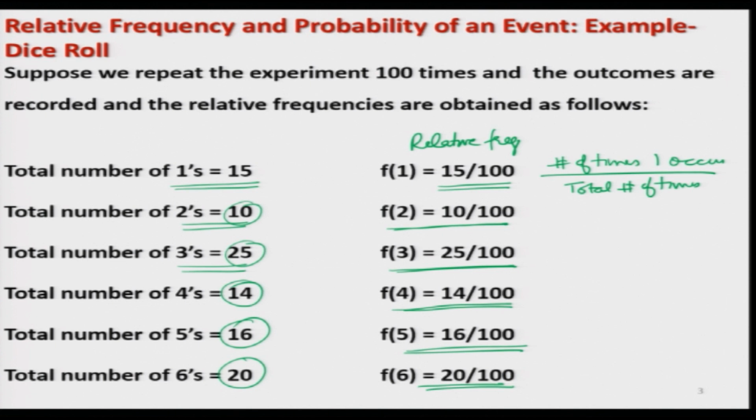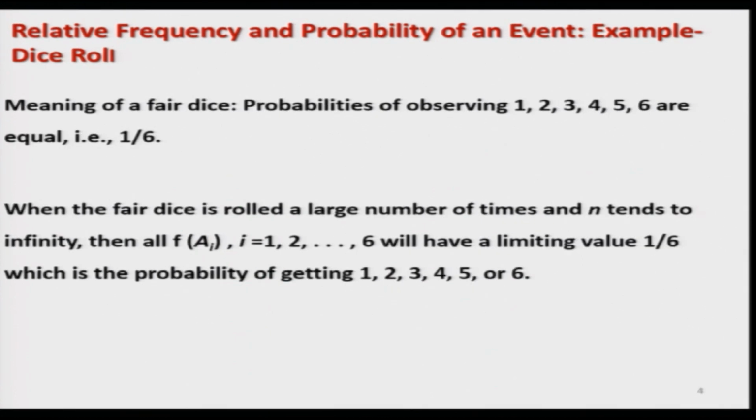When you try to learn the probability of observing 1, 2, 3, 4, 5 or 6, we have learned that this is just 1 by 6, and this is really the meaning of a fair dice. That is, the probabilities of observing 1, 2, 3, 4, 5, 6 are just 1 by 6. We are assuming here that our dice is fair. But now we have understood the meaning of this 1 upon 6.